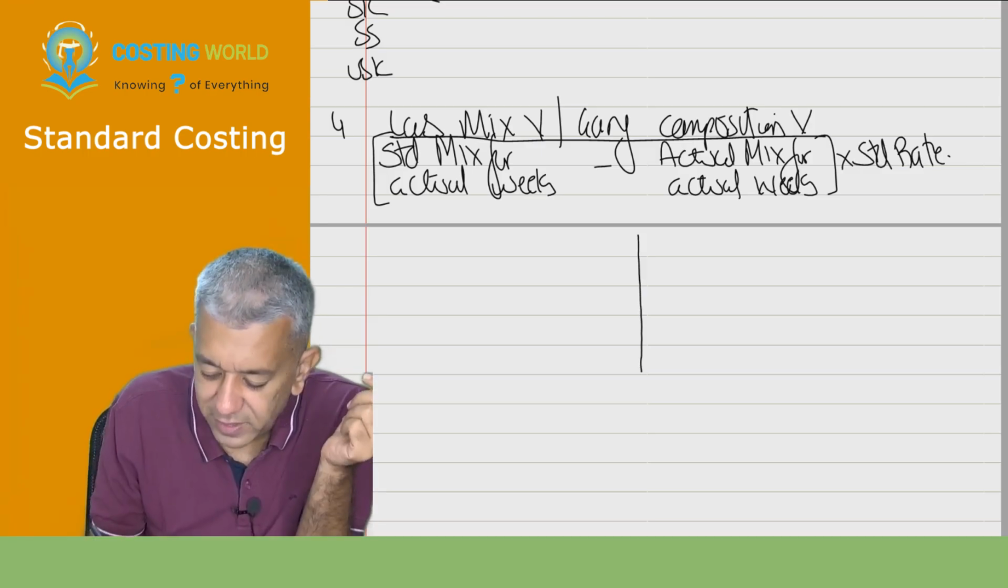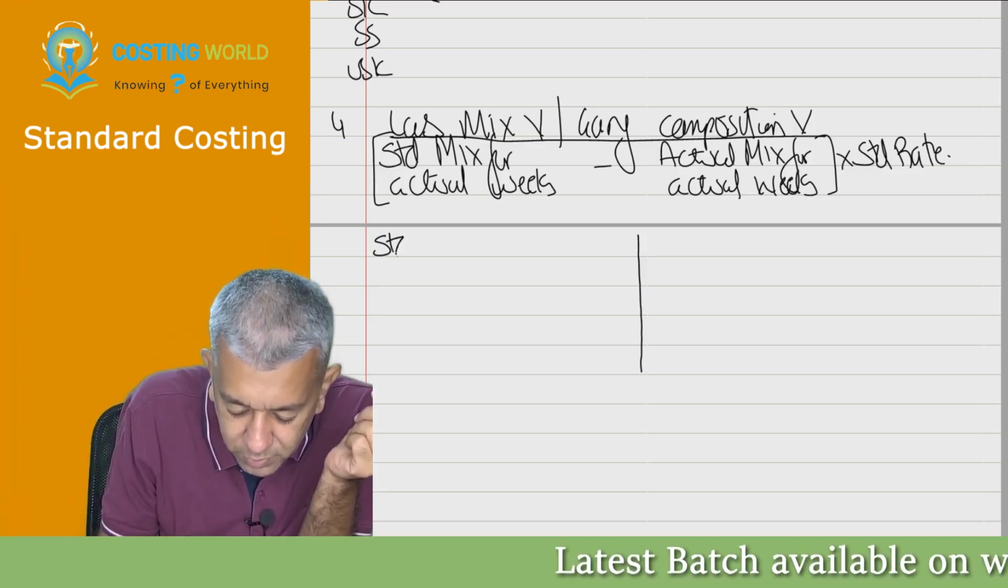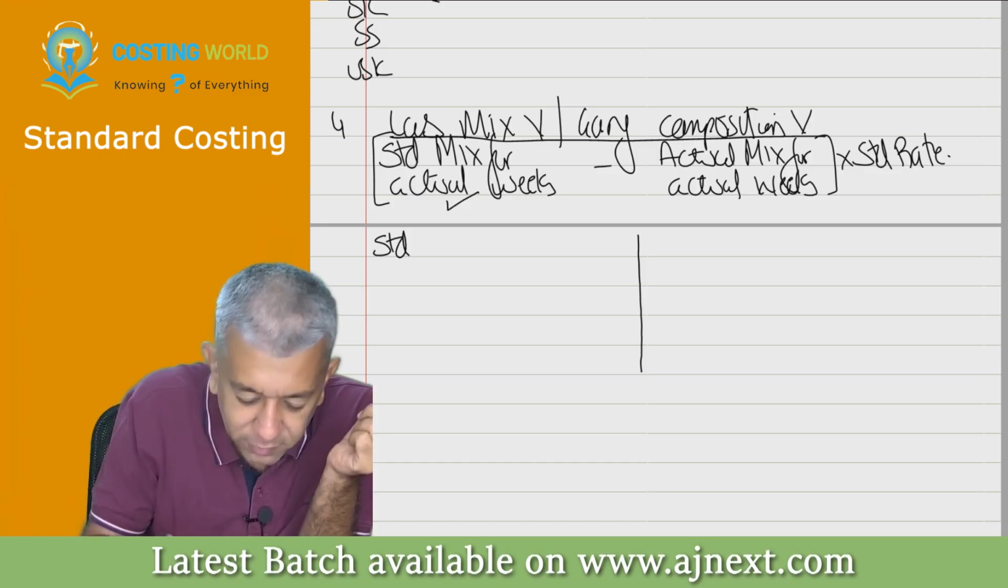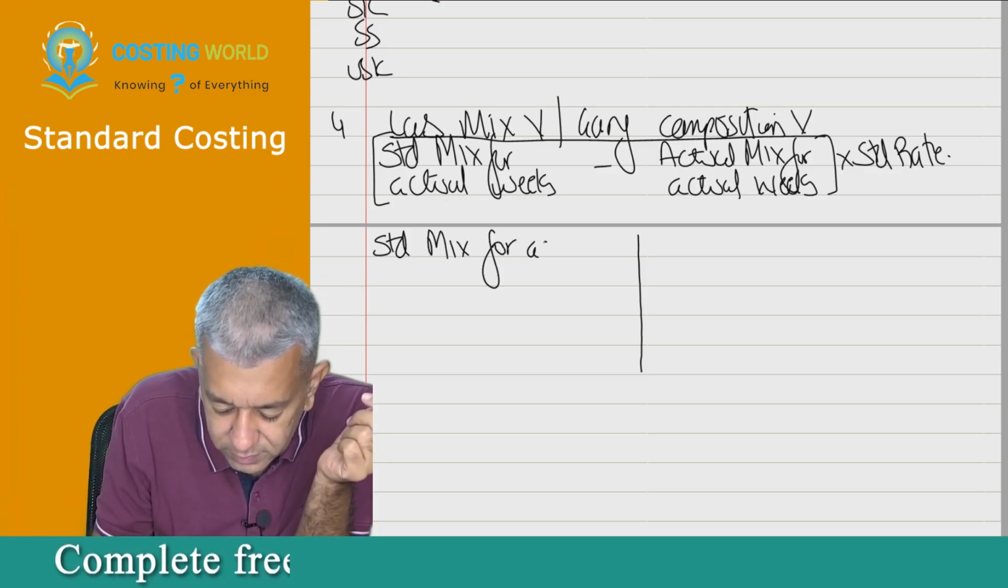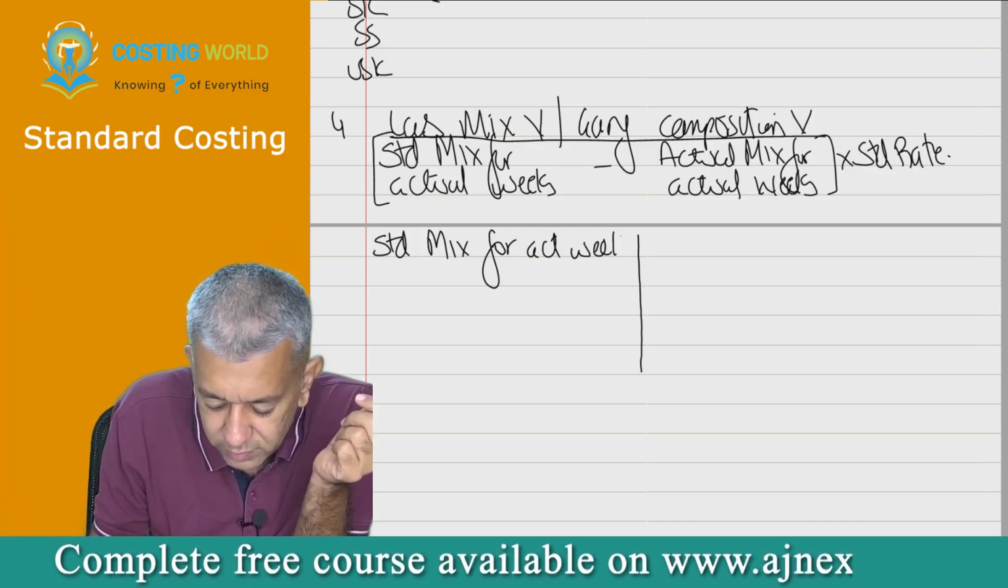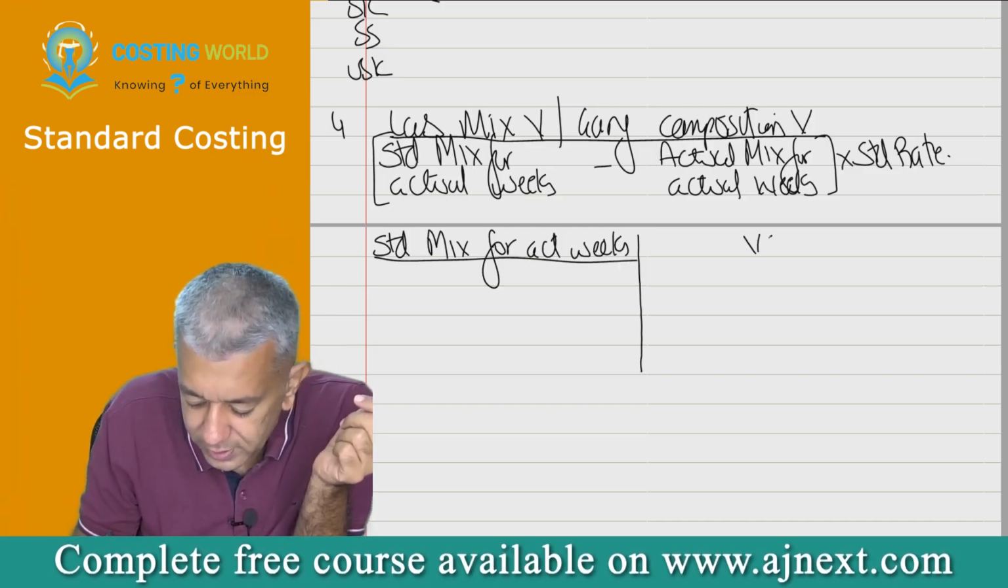Next, 5 lines divided into 2 parts. On the left hand side, obviously we are going to be computing this data only, standard mix for actual weeks. On the right hand side, we will try to be computing the variance part.